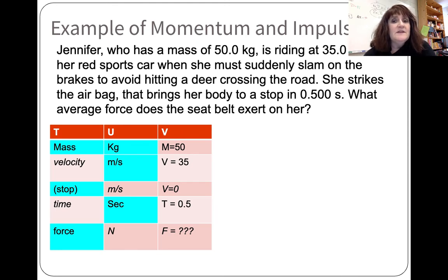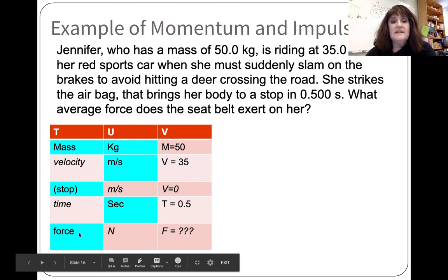Jennifer, who is a mass of 50 kilograms, is riding at 35 meters per second in her little red sports car when she suddenly slams on the brakes to avoid hitting a deer crossing the road. She strikes the airbag that brings her body to a stop in 0.5 seconds. What average force does the seatbelt exert on her? Well, notice that in blue is what was given to you. Mass in kilograms, meters per second. Stop is also meters per second, seconds, and force.